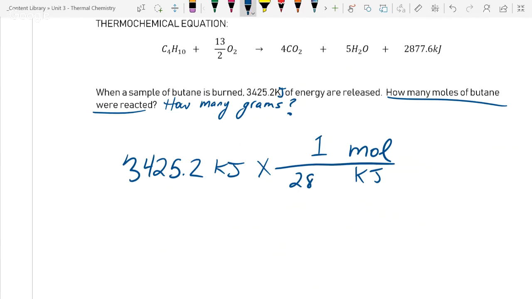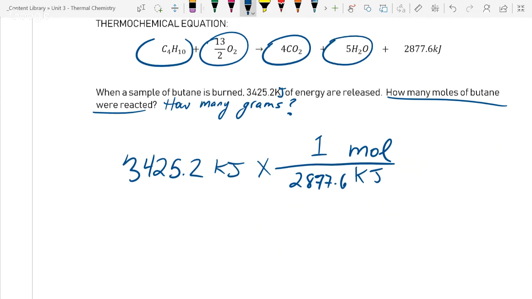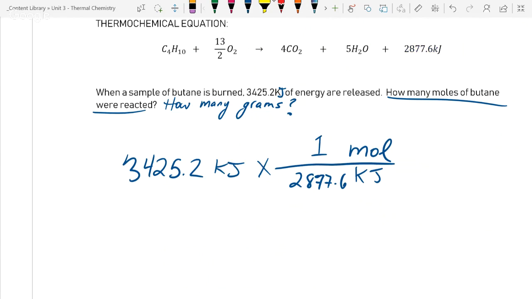2,877.6 kilojoules at the bottom. The reason we can do that, because we know from the balanced chemical equation, 1 mole of butane reacts with 13/2 moles of oxygen, which is annoying, but that's 6.5 moles of oxygen needed to make 4 moles of carbon dioxide, 5 moles of water, and it makes 2,877.6 kilojoules of energy.